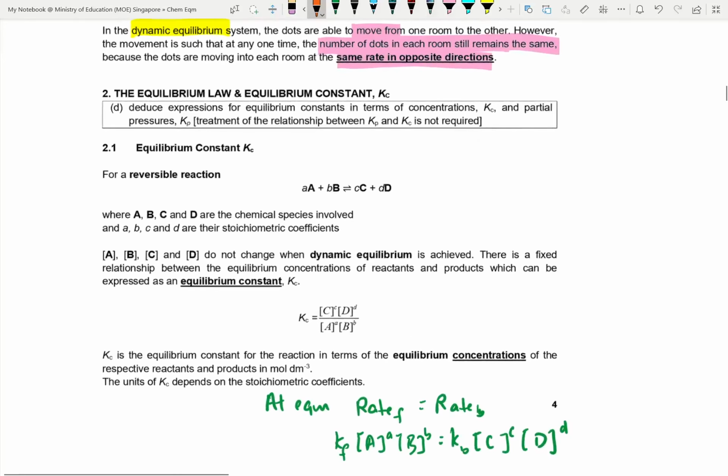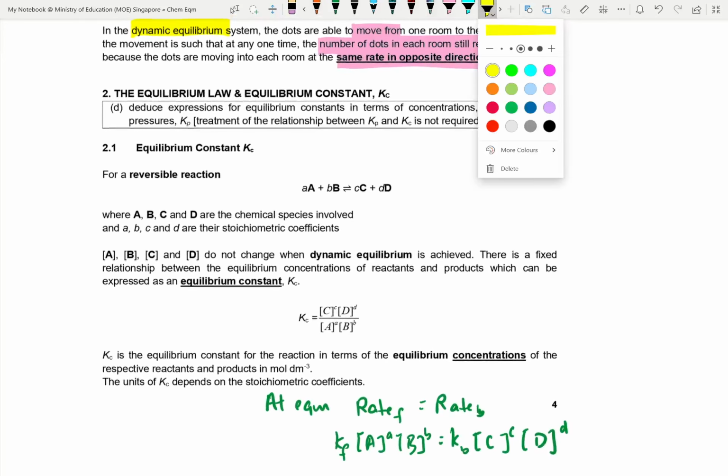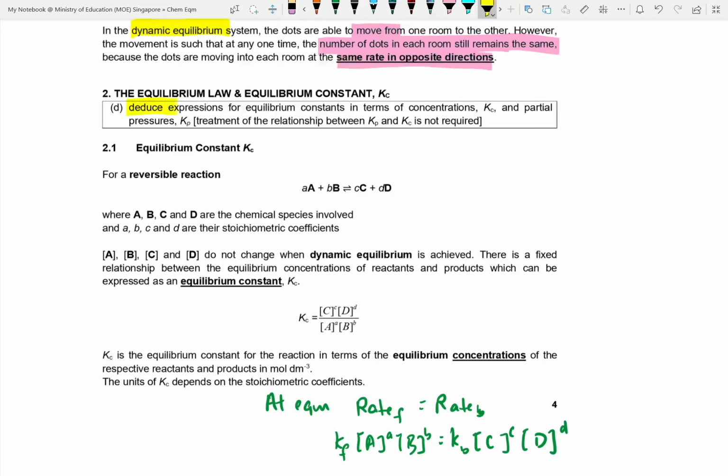Section 2, notice that in the assessment objective, you're expected to be able to deduce the expression for equilibrium constant in terms of concentration. If it's concentration, we call it Kc. If it's in terms of partial pressure, we call it Kp. The treatment of the relationship between Kc and Kp is not required. Okay, so what is meant by equilibrium constant?